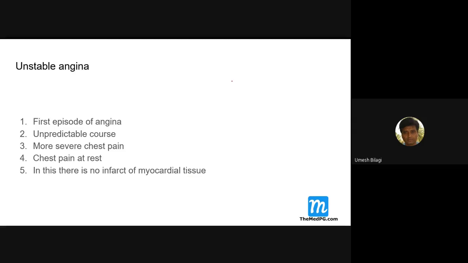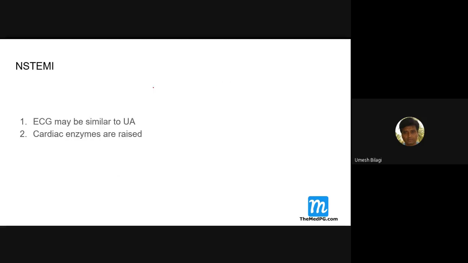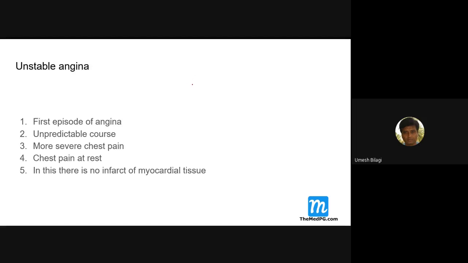Okay, so we'll go to NSTEMI. The word here should be subendocardial infarction, so NSTEMI or subendocardial infarction. The ECG is similar to unstable angina, whereas the cardiac enzymes are raised because there is an infarct. There is death of the muscle. The muscle is dying, whereas in unstable angina, the muscles have not died. There is just ischemia.